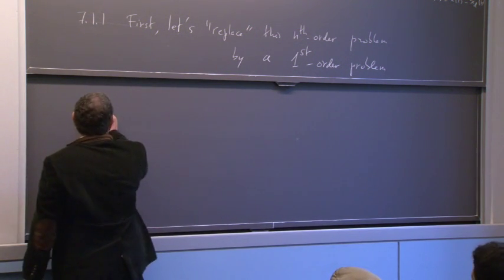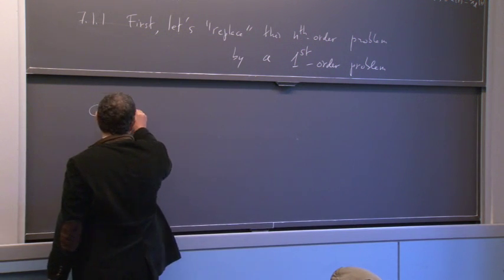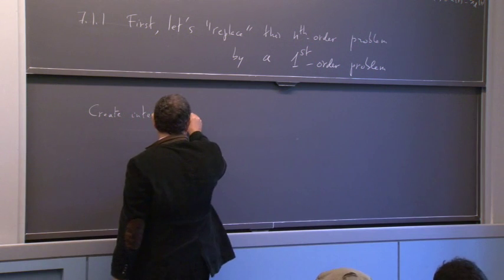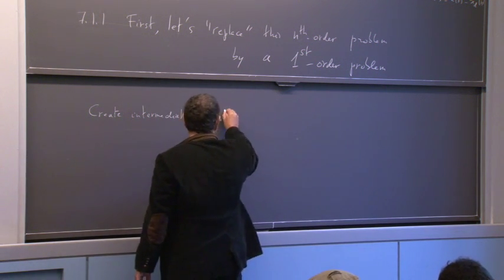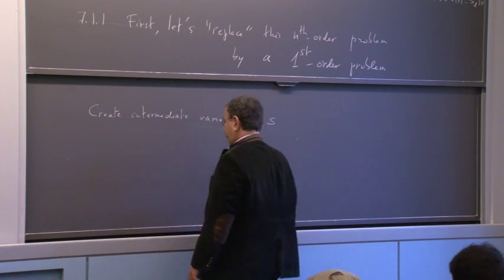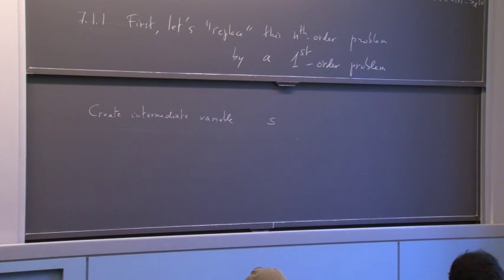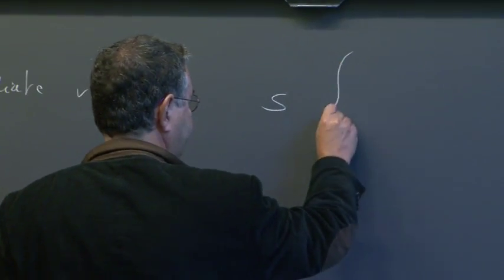So create an intermediate variable, and we'll call it s. Okay, so be careful, this has nothing to do with the Laplace variable. Okay, and this variable has two properties.